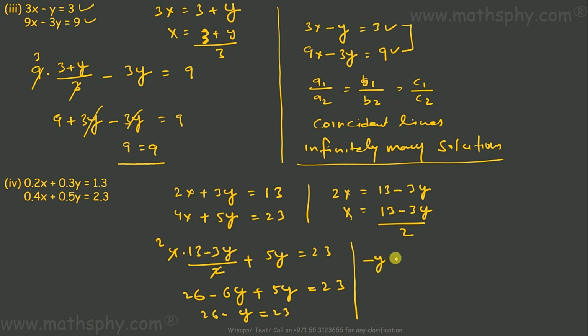So negative y would be 23 minus 26. So negative y is equal to negative 3. Negative, negative cancels. So y is equal to 3. I have y is equal to 3.